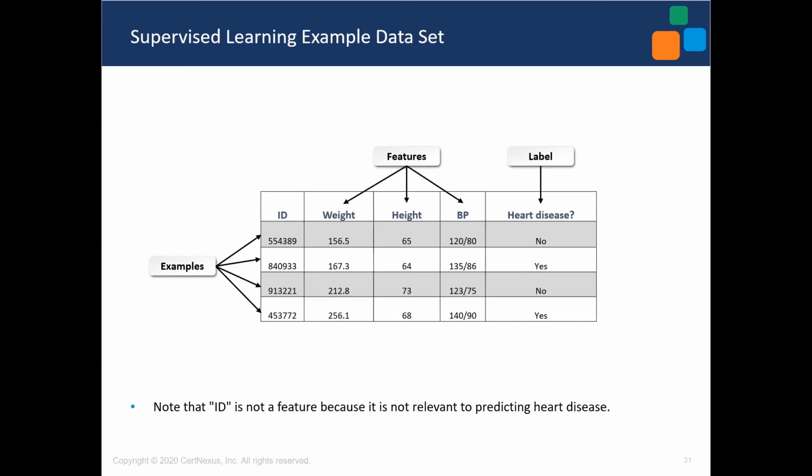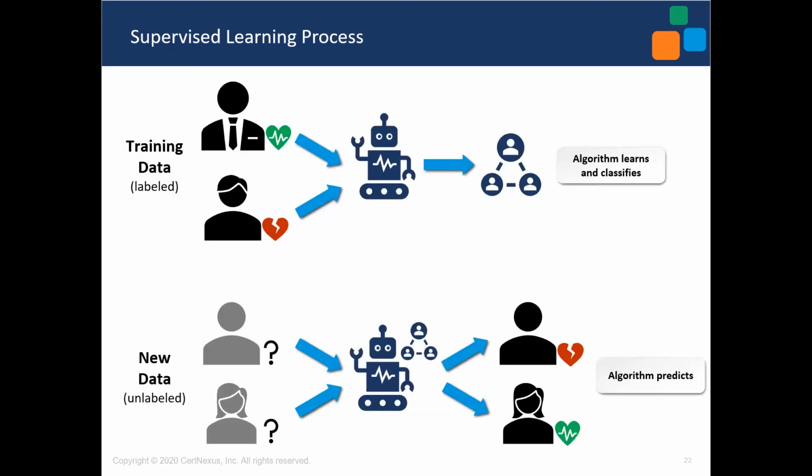In our training set of data, we're saying this is a person of this weight with this height and this blood pressure. They don't have heart disease, versus these that do. Note that the ID here is not a feature because it's not relevant to predicting heart disease. What matters are the features and how we label them. So we start with a set of training data and say, here's people with good health, here's people with bad health. We run it through the algorithm, and the algorithm learns to classify that.